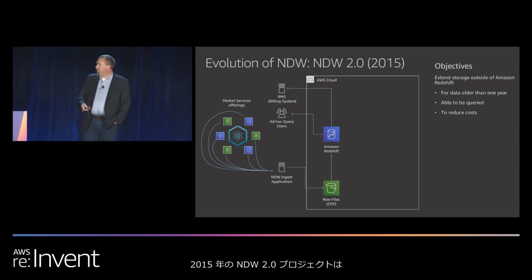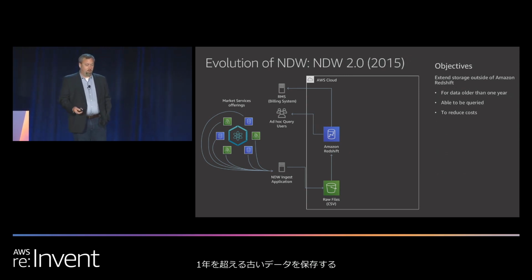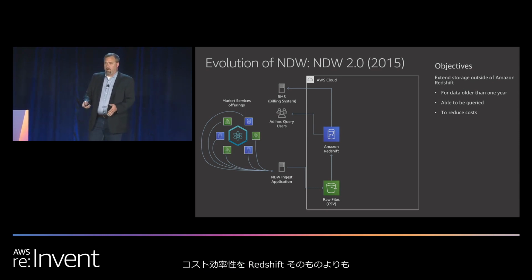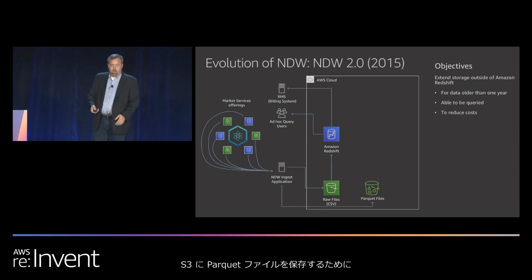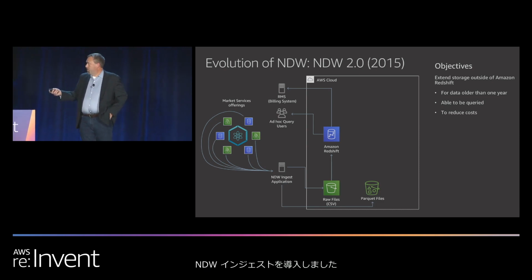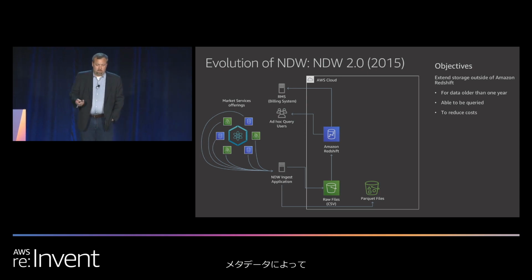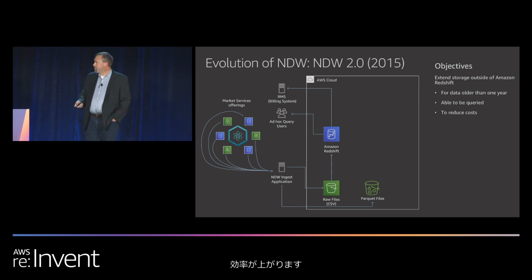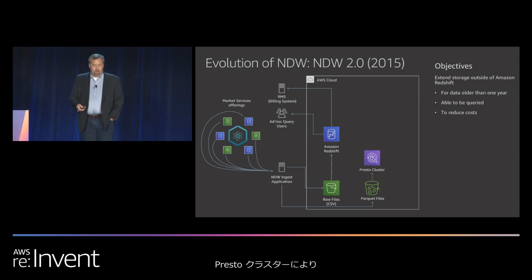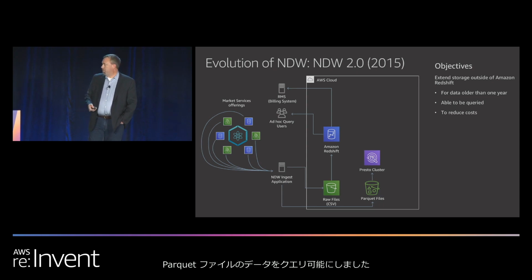In 2015, we undertook the NDW 2.0 project, and the goal of this project was to store data that was older than a year old in a more cost-effective manner than Redshift itself. So we adapted the NDW ingest application to store Parquet files in S3. For those of you who aren't aware, Parquet is a columnar data file format with some metadata that makes it efficient for applications such as Spark or EMR or Spectrum or Athena or Presto to query the data in those files efficiently. We implemented a Presto cluster to make the data in those Parquet files queryable.